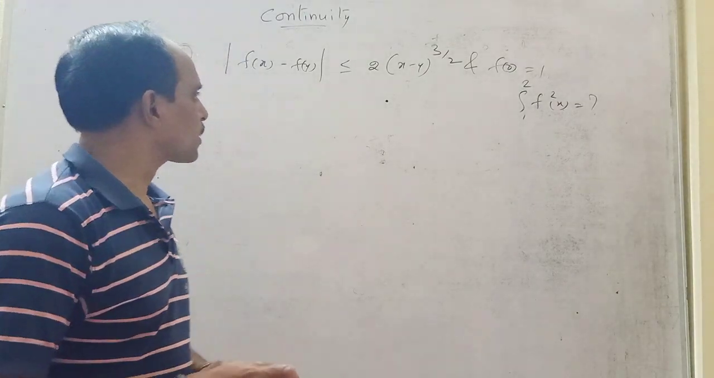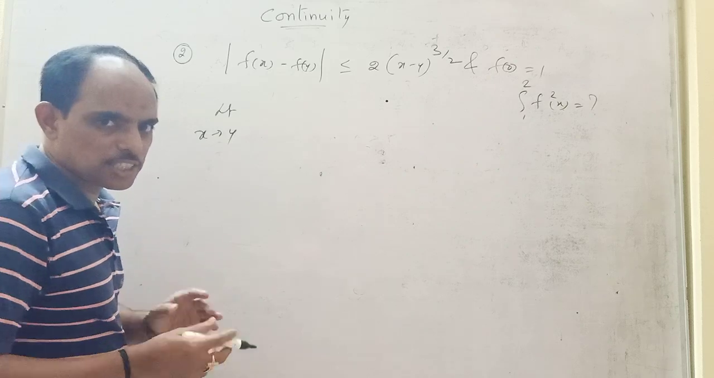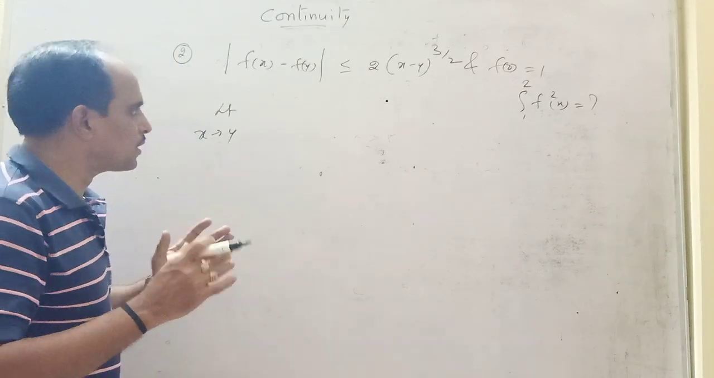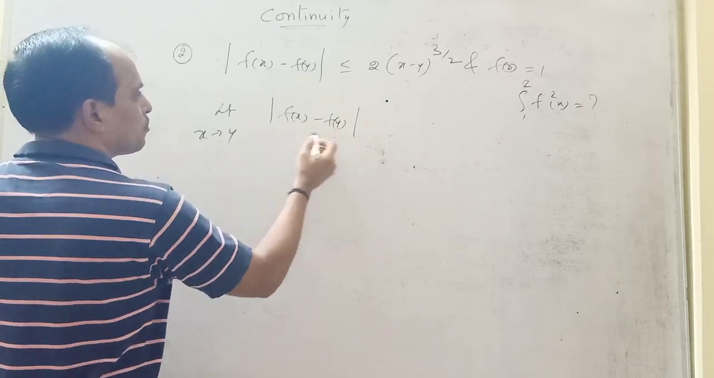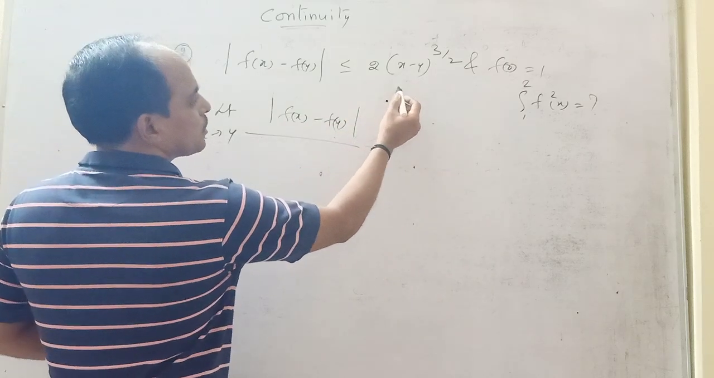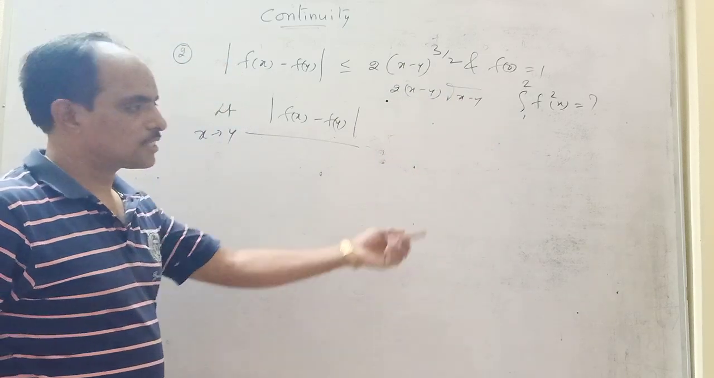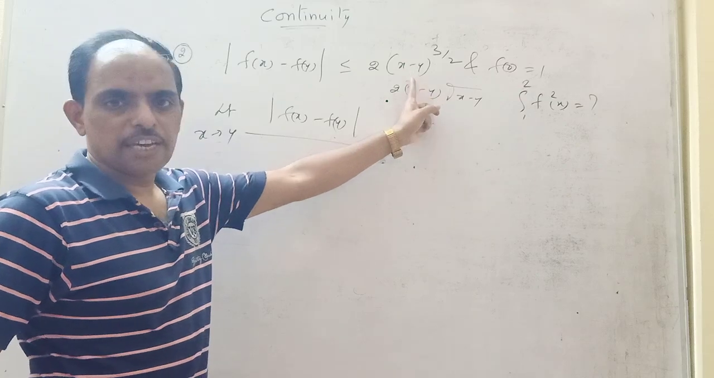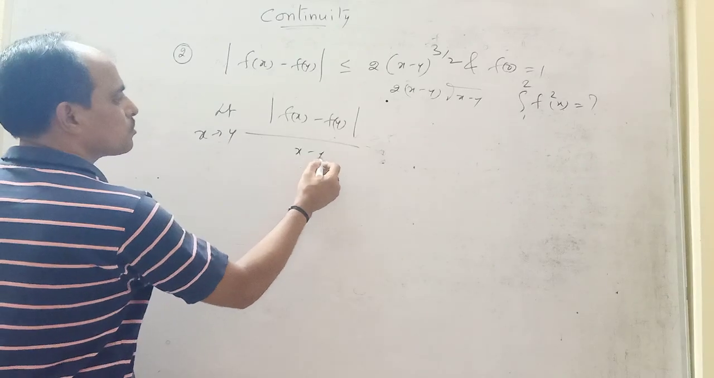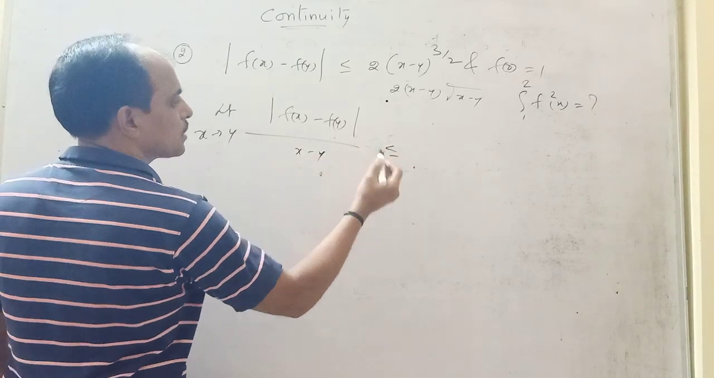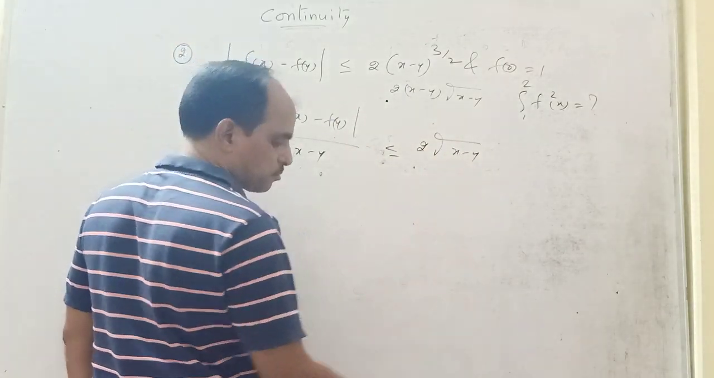You see, limit as x tends to y. I am going to take x tends to y. Why I am going to take this, I will explain. Modulus of f of x minus f of y by modulus of x minus y is less than or equal to 2 into root of x minus y. We can write it like this: 2 into x minus y to the power 3 by 2 is a into root a. So when it comes to this side, we have remaining 2 into root of x minus y only.